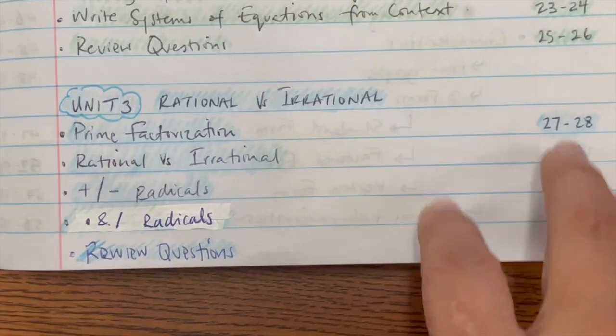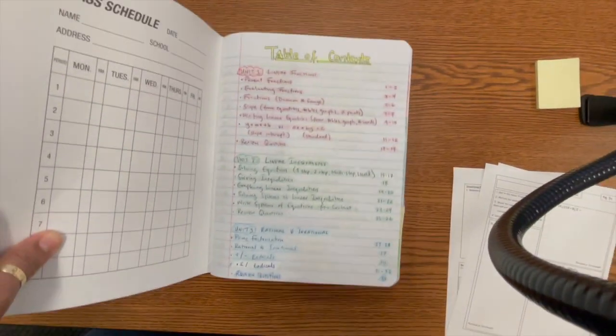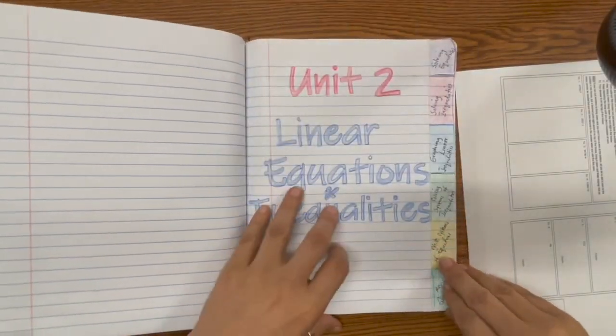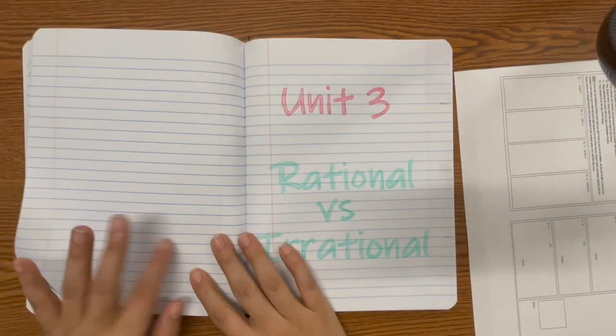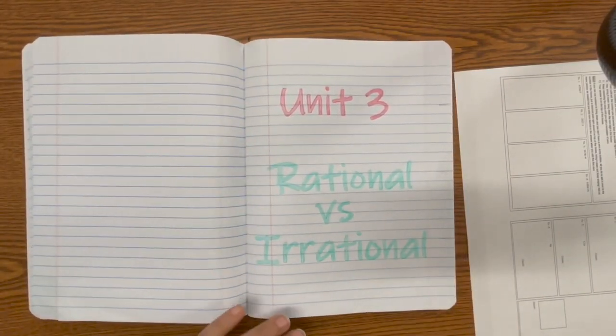So we're gonna go ahead and do unit 3. Pause the video and copy the table of contents down. Right. So unit 1, unit 2, and unit 3. Unit 3 is going to be titled Rational versus Irrational.